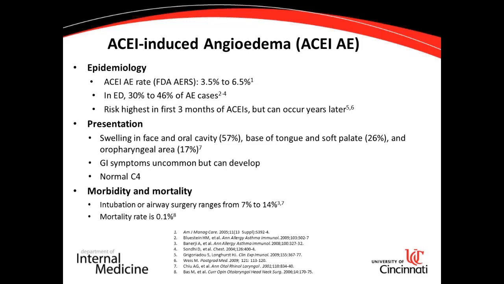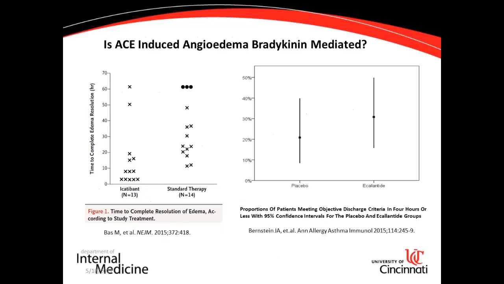GI symptoms can occur, but they're not common, and when you screen these patients, unlike other types of angioedema, they have normal C4 levels, so they don't have hereditary or acquired angioedema, which I'll talk about a little bit later in this discussion. The mortality is approximately 0.1%, but intubation or airway surgery ranges from 7 to 14%. So this has significant consequences if it's not recognized and not treated properly.